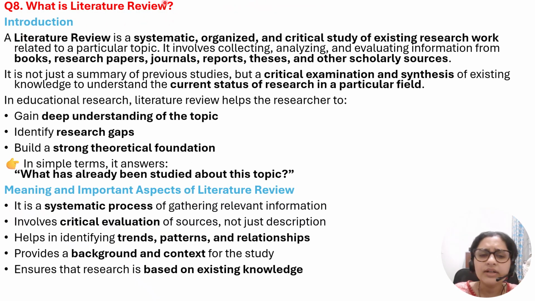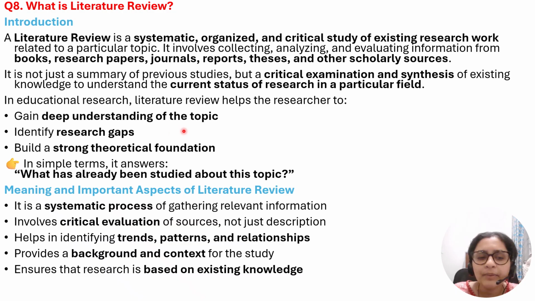Question number 8. What is literature review? Literature review in research is extremely important. Literature review is a systematic, organized, and critical study of existing research work. Whatever research work has previously been done on a particular topic, people will study that. It involves collecting, analyzing, and evaluating information from books, research papers, journals, reports, theses, and other scholarly sources. It is not just a summary of previous sources, but critical examination and synthesis of existing knowledge to understand the current status of research in a particular field.